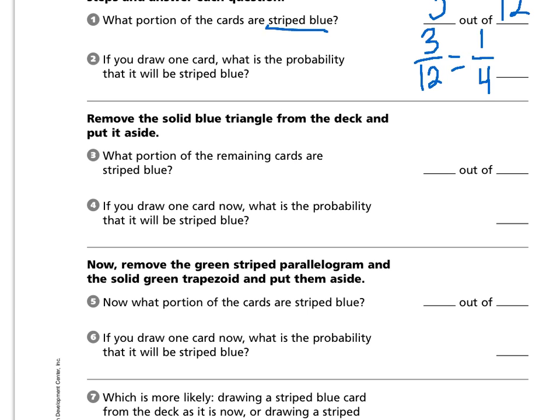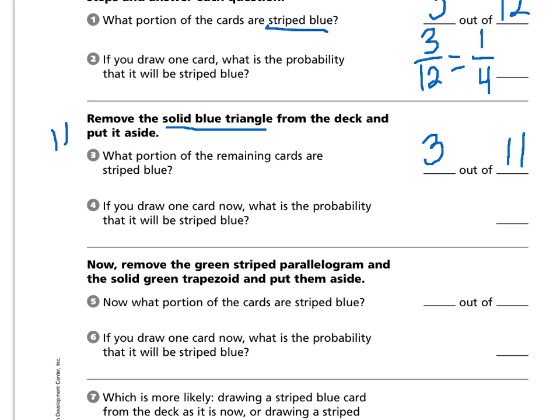Remove the solid blue triangle from the deck and put it aside. So when you think about numbers 3 and 4, remember not to include the solid blue triangle. So it looks like I'm going to be down to 11 cards. What portion of the remaining cards are striped blue? Well, I know that there's still 3 cards, but it's 3 out of 11 cards.